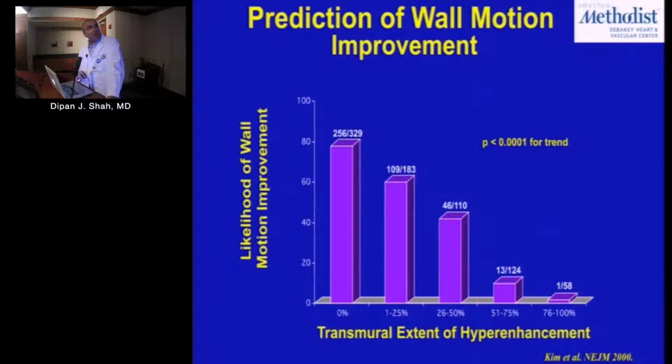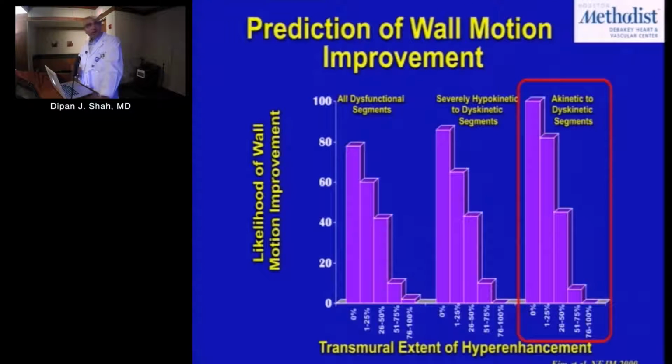So these are the results from that New England Journal paper from 2000, which basically demonstrated this inverse relationship, which is that as the extent of hyperenhancement in any given segment increases, the likelihood of improvement in contractile function goes down. On the left-hand side, for those segments that showed no hyperenhancement, there was about an 80% likelihood of improvement in contractile function with revascularization. On the right-hand side, for those segments showing more than 75% hyperenhancement, which we'd call transmural, the likelihood of improvement was very, very low, almost 0%.